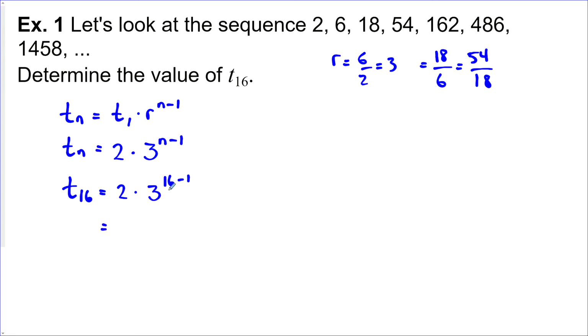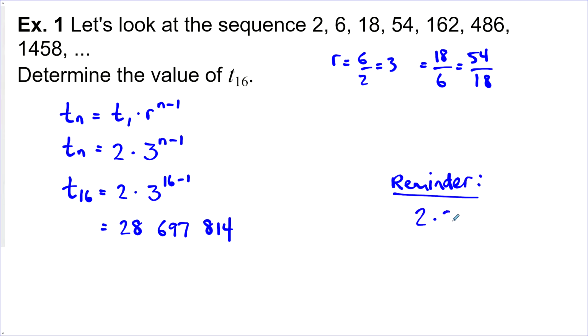And this, when you put it in your calculator, it equals 28,697,814. Now, just a reminder, I see a lot of students messing up on this type of thing. If I have 2 times 3 to the power of 15, I cannot, absolutely not, multiply the 2 and the 3. They can't go together. Remember, in our BEDMAS rules that we've established, we must do the exponent here. So I can't get this 2 with the 3 because it has its own exponent that I need to deal with first.